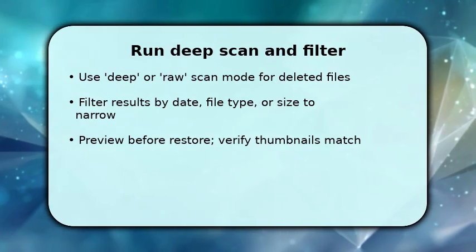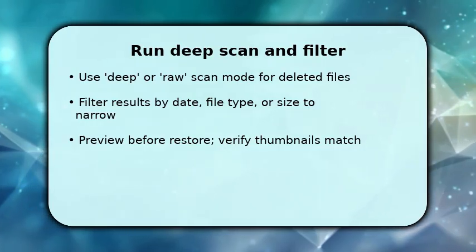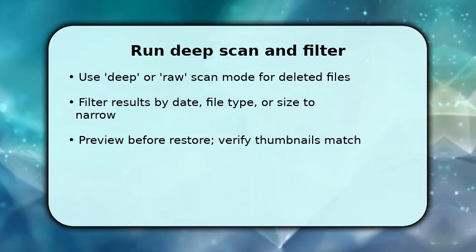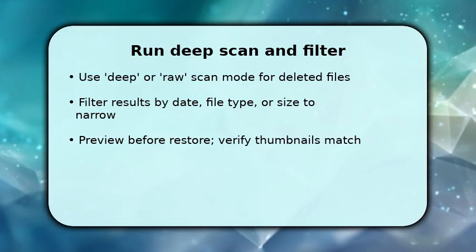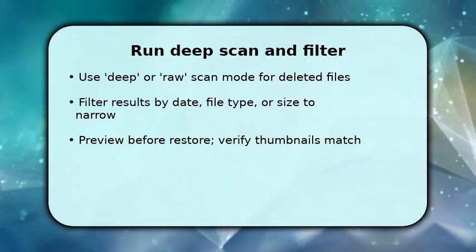Now run a deep or raw scan on the affected storage. This mode reads unallocated sectors and increases chances of finding deleted photos. Once the scan begins, apply filters by date range, file type, JPEG, PNG, hike, and size to focus results.